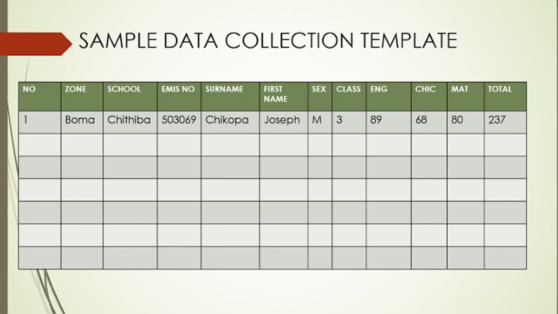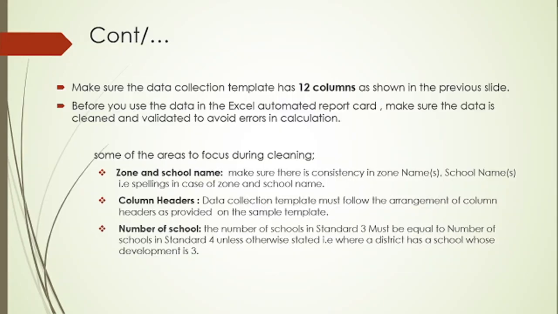And we have number one, who is coming from Boma, school Chitiba, and MC number there, surname Chikopa, first name Joseph, up to the total 237. So make sure the data collection template has 12 columns as shown in the previous slide. This is very important, and we need to take note of this, because the total number of columns in the data entry template is the same number of columns in the automated Excel report card data entry window. So these columns must be the same.